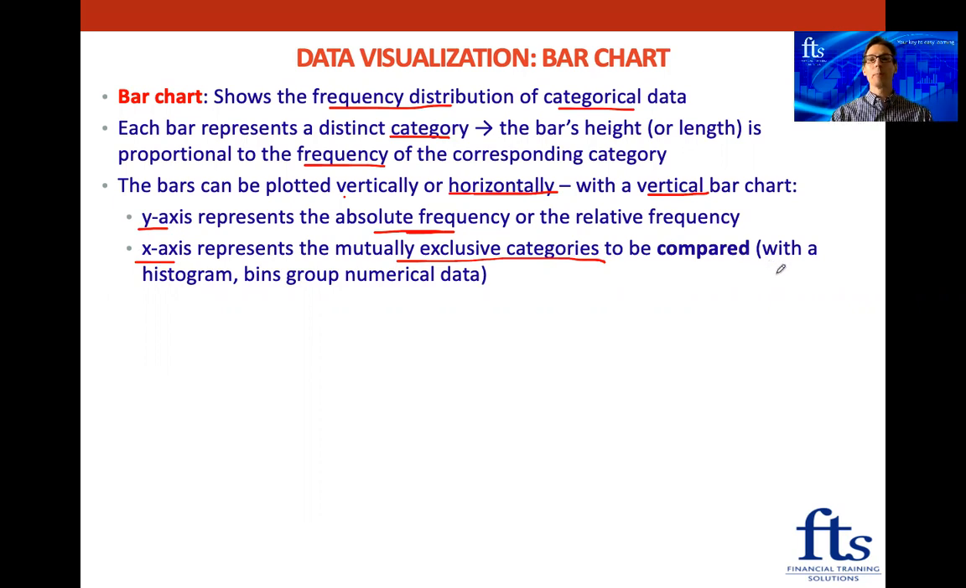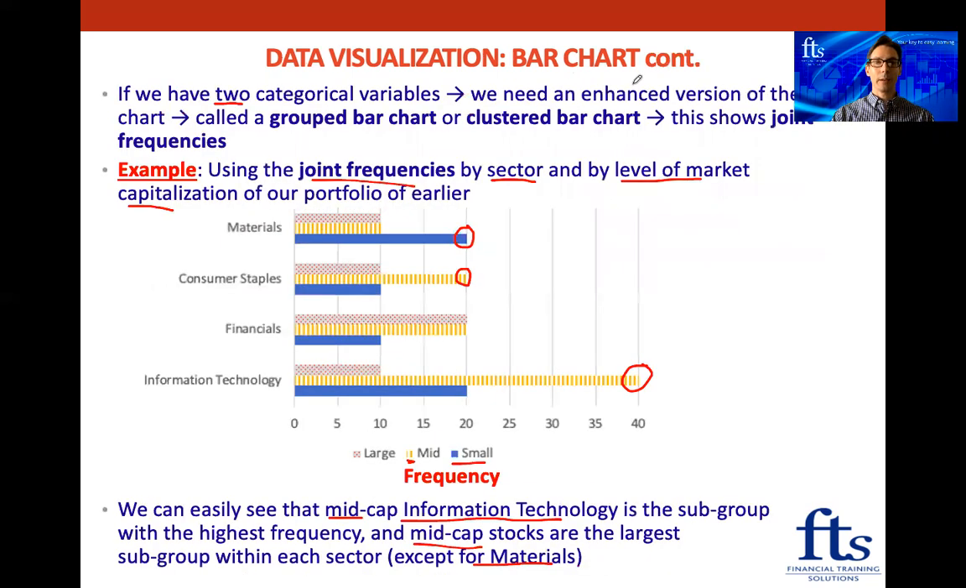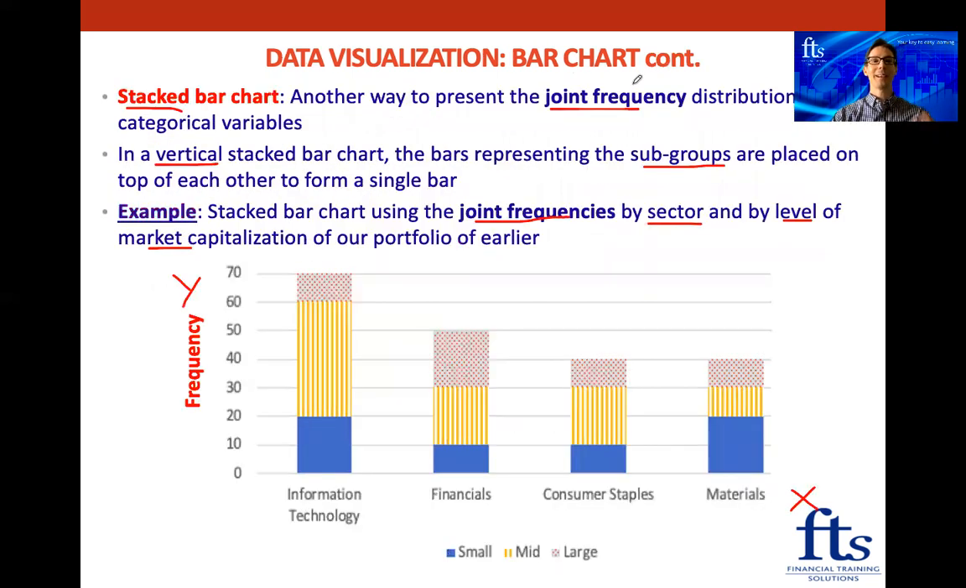So remember, a histogram is different. In a histogram, the bins group numerical data. Here we are grouping the categorical data. So let's then carry on. There was our nice vertical stacked bar chart that we've discussed, right?